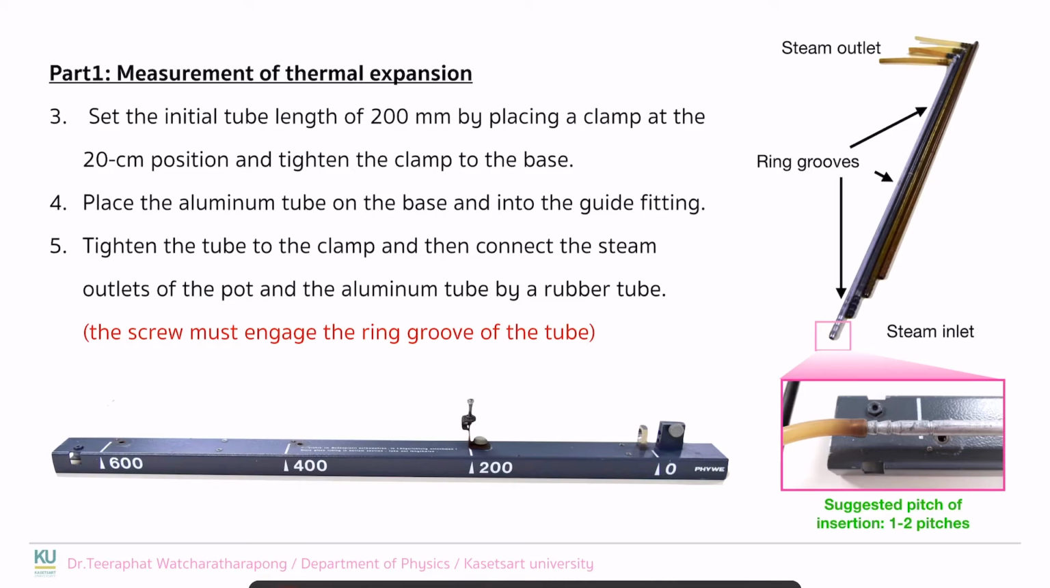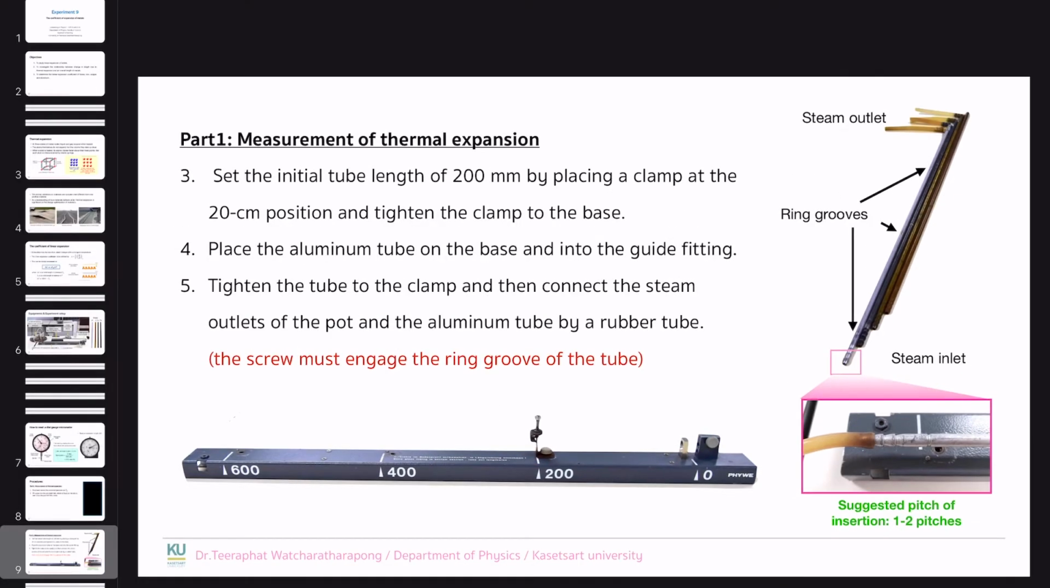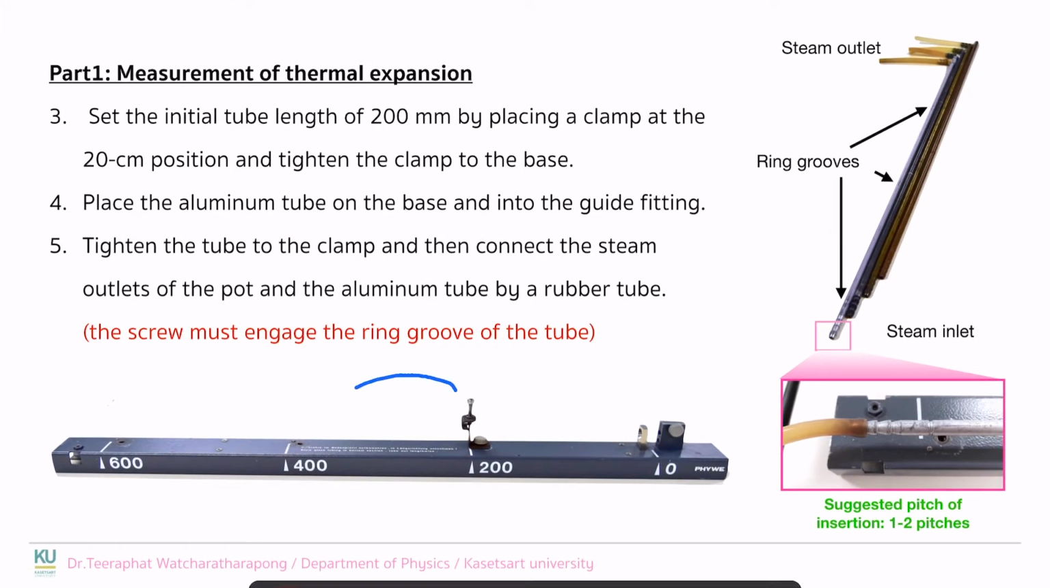Next, tighten the clamp to the base of the coefficient of expansion apparatus at 200 millimeters. There are 3 lengths that we use in this experiment: 200, 400, and 600. We're going to start from 200 millimeters. You can see that this is the clamp that we use to fix the initial length of the metal tube, which you can move from 200 to 400 or 600.